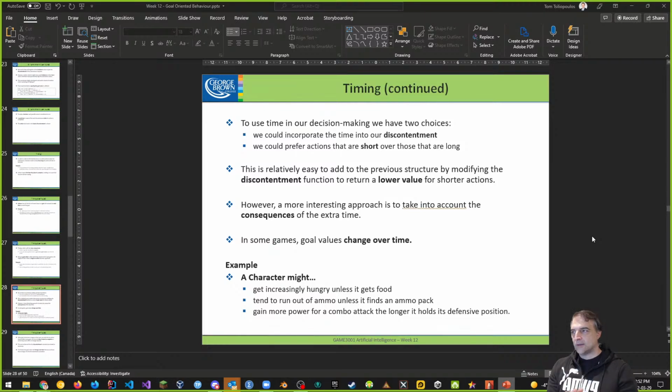So again, it's easy to add to our previous structure that we had before. However, a more interesting approach might take into account the consequences of the extra time. Like what happens if you wait? Maybe your discontentment changes over time if you do nothing, right? So in some games, goal values change over time. For example, a character might get increasingly hungry, tend to run out of ammo, or gain more power for a combo attack the longer it's waiting. There's little things that can happen that can increase or decrease discontentment.